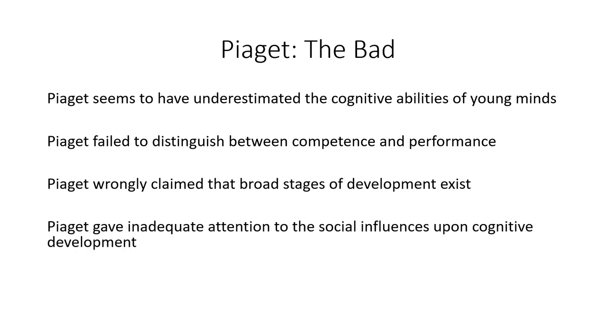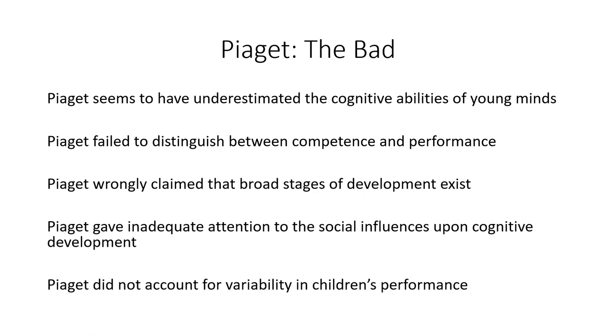One of the big problems with Piaget is he gave inadequate attention to social influences upon cognitive development. His work was basically in a vacuum; it was all about cognitive, and social didn't play a big factor. One of the reasons for this is that Piaget, an upper middle class white male, was studying upper middle class white children. The research subjects he had were upper middle class white children, so his attention was on that. It turns out that social and cultural influences play a much bigger role and can change a lot of this. Because of this, he didn't account for variability in children's performances.